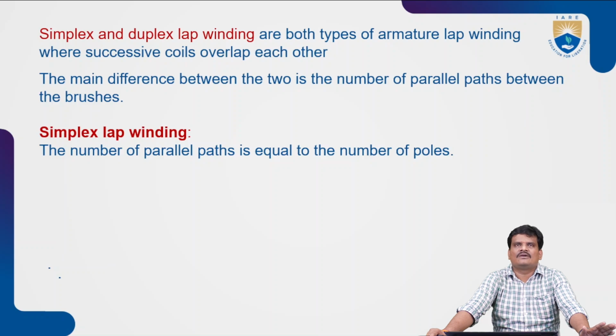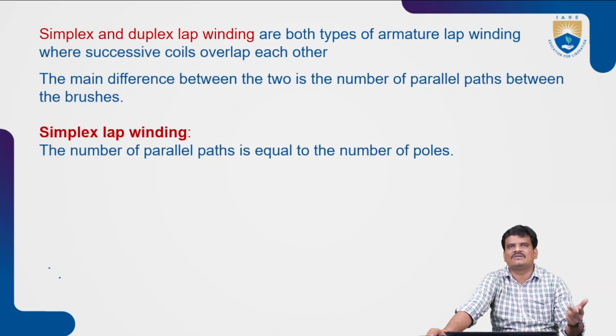Coming to the next thing, different types of lap winding. There are 2 types of lap windings here: one is simplex lap winding, another one is duplex lap winding. As with wave winding, where we have 2 types, progressive and retrogressive, lap winding is also divided into 2 parts. One is simplex lap winding, another one is duplex lap winding.